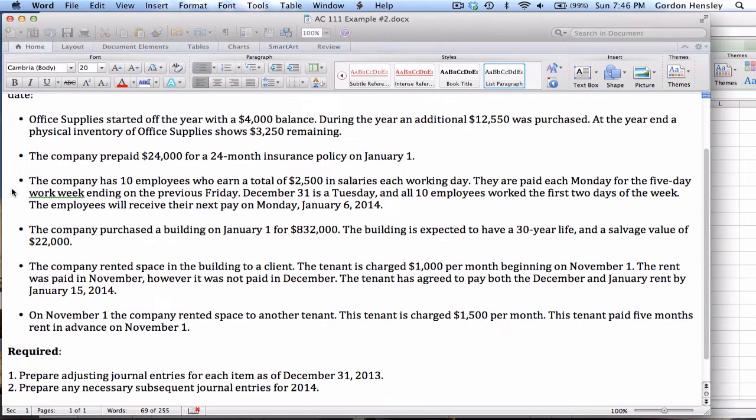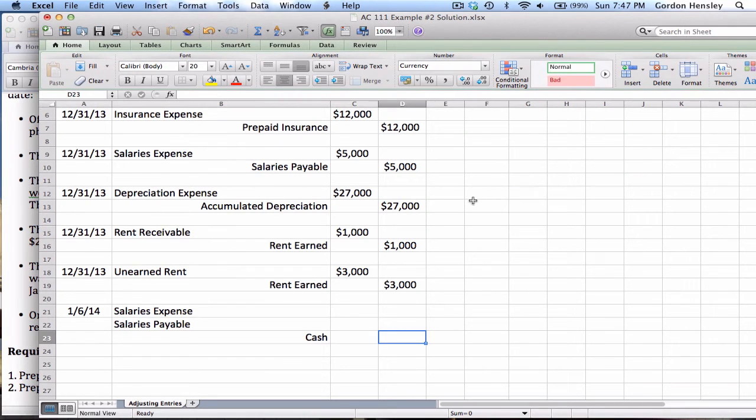Now it told me in that problem, all 10 employees together make $2,500 every day. We pay them for a 5-day week. So $2,500 a day. If I'm going to pay them for 5 days total, that's going to be $12,500 total cash. Now, I'm tempted to go up here to salaries expense and put $12,500. That would be wrong. I don't want to do that.